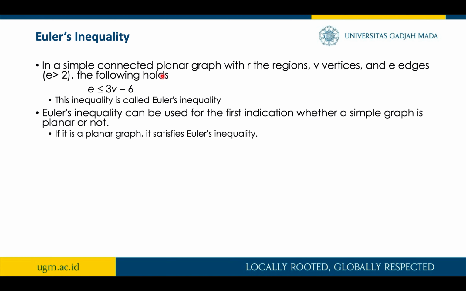We also have this inequality. If we have a simple connected planar graph with R regions, V vertices, and E edges, where V is at least 3, then we have this inequality, which is called Euler's inequality. E is less than or equal to 3 times V minus 6.